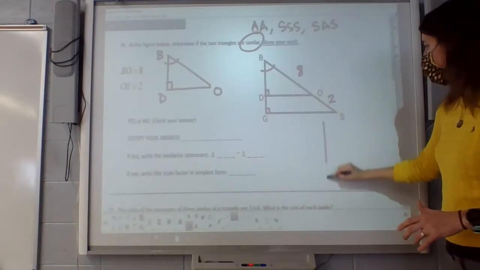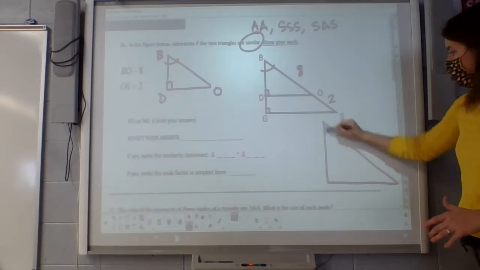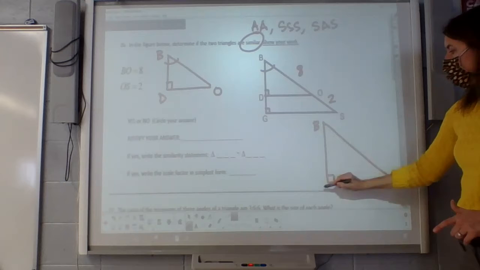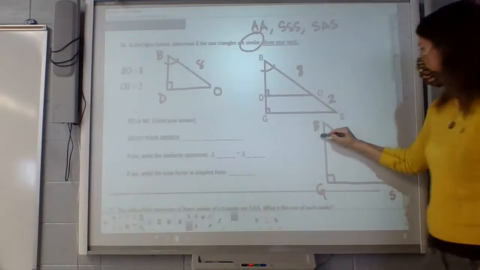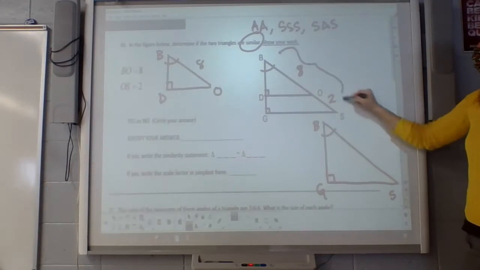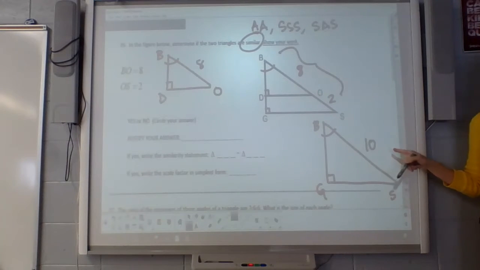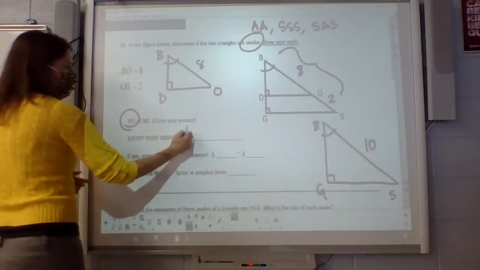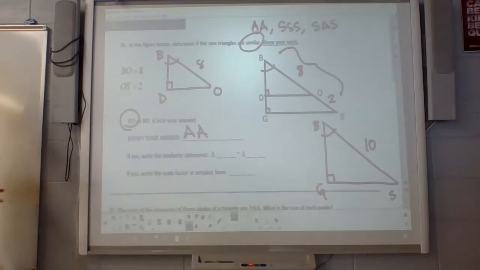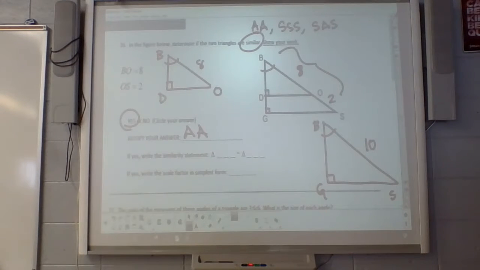So I'm going to draw those out separately. So this is B, G, S. And they give me that this is 8. And then that means this whole thing is 10. So be careful with that, that's really important. So that whole thing is 10. So we do have the fact that these triangles are similar by angle, angle. That's all they're asking for in that first part.